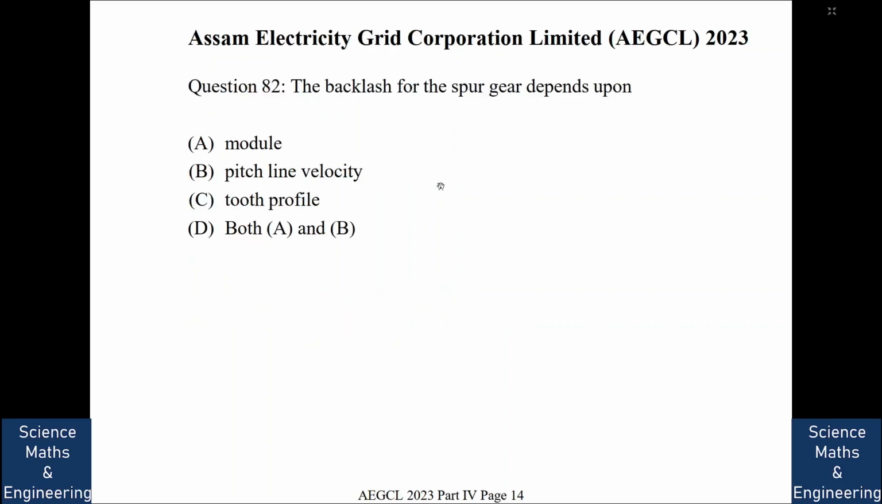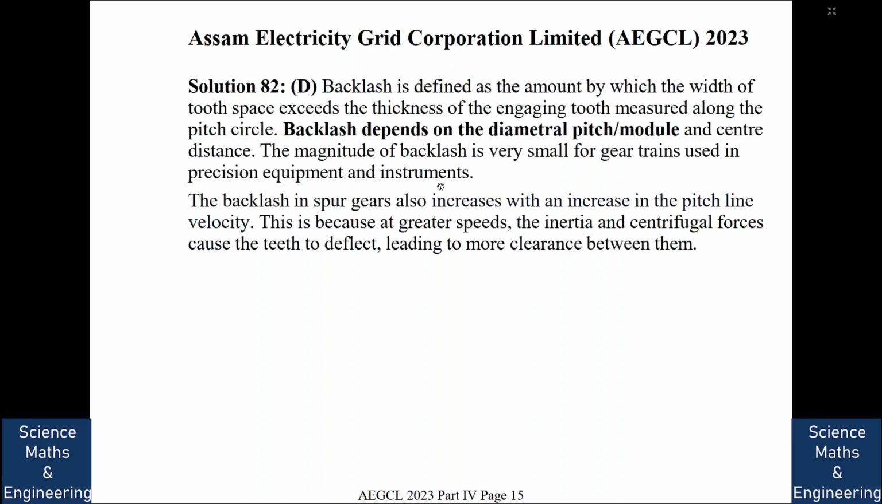The backlash for the spur gear depends upon A, module, B, pitch line velocity, C, tooth profile, or D, both A and B. So the answer is backlash. Okay, what is backlash first? Backlash is defined as the amount by which the width of the tooth space exceeds the thickness of the engaging tooth measured along the pitch circle. So basically, the gap that is there between when two gears meet, so the gap that is there between these two teeth is this backlash.